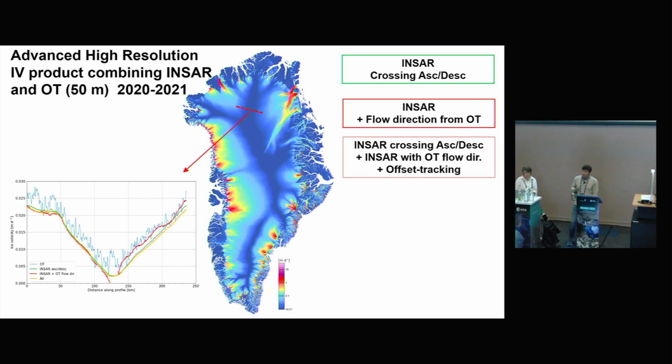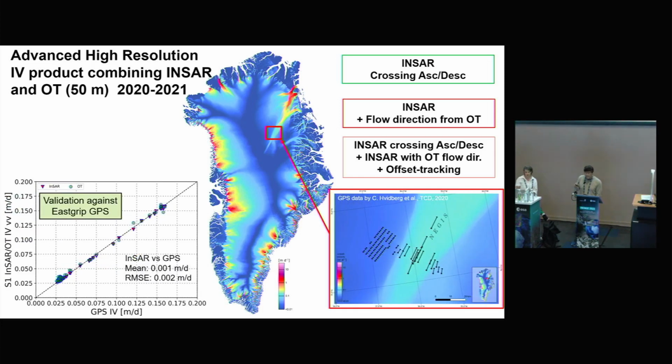Now, just to show you a kind of profile across the ice divide, in blue color you see the offset tracking solution, which is still noisy. There are still some ionospheric streaks included. Then we have the 2 interferometric approaches, and when we combine it, we see very nicely this greenish line where we have almost zero motion at the ice divide.